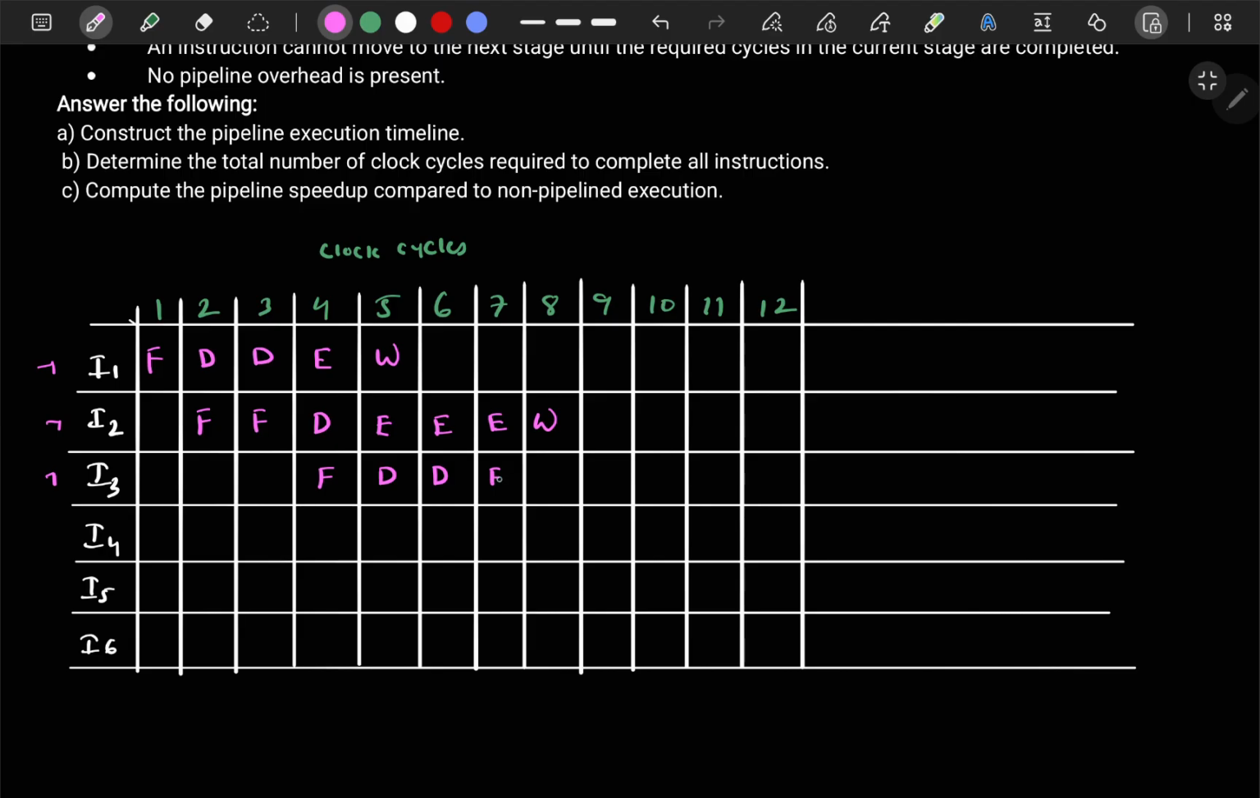Can I start execution from here? No, because execution is utilized by instruction 2 at the 7th clock cycle. So you can't write execution here. You have to start execution from the 8th clock cycle itself. You can clearly see this particular cell is empty now.